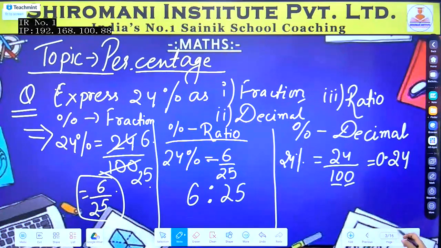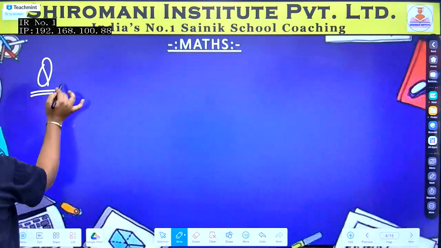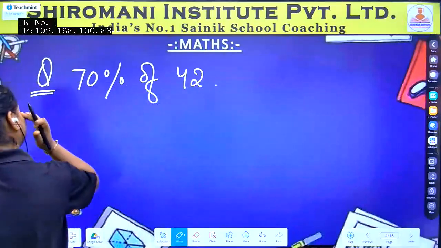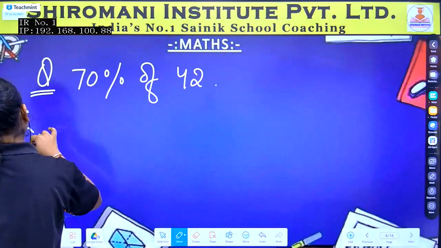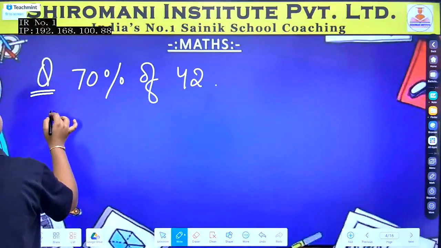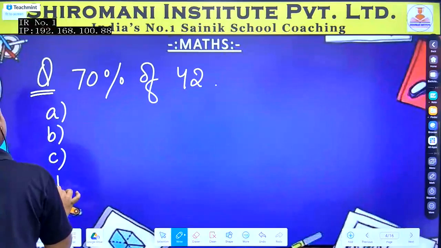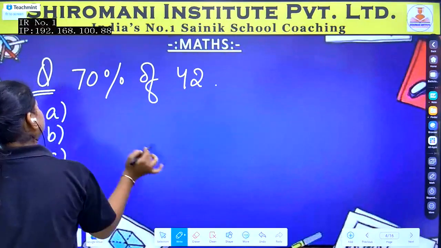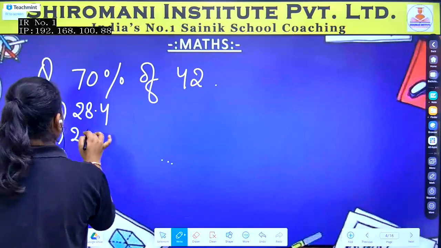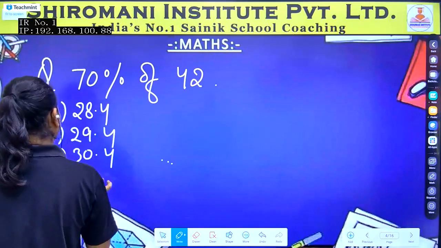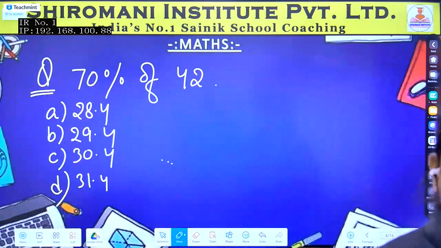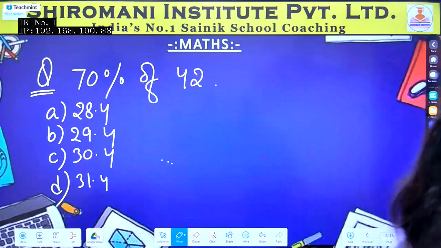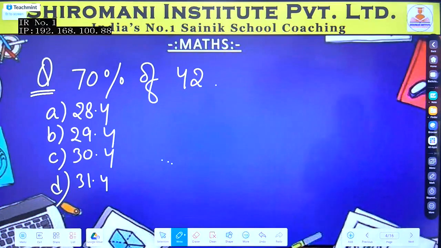Then, ma'am. Okay. Now the question which I was giving you: 70% of 42. Here you go. Calculate it. Giving you this in full, okay? Quickly calculate it.